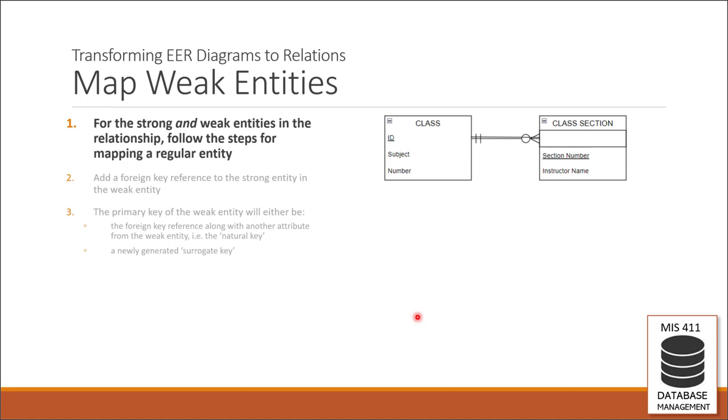You see how I left a space right under class section, between class section and section number, and that's to represent essentially the main characteristic of a weak entity, which is that the partial identifier for the class section, in this case, for instance, the section number, in and of itself is not sufficient to uniquely identify a class section. What it requires in addition to that partial identifier of section number is the reference to class, right?